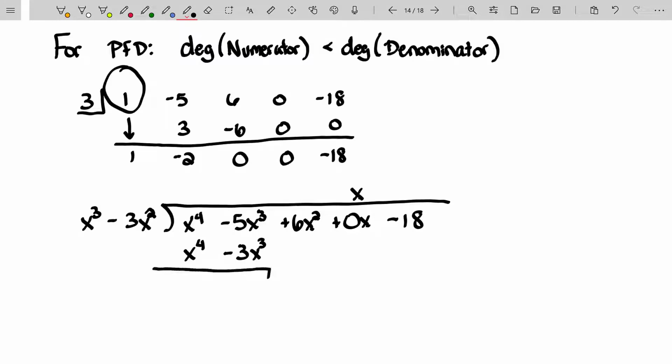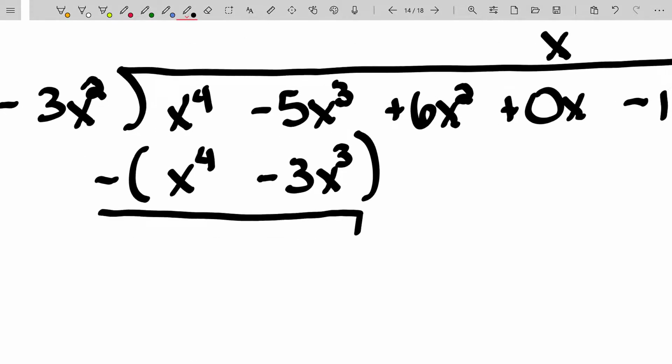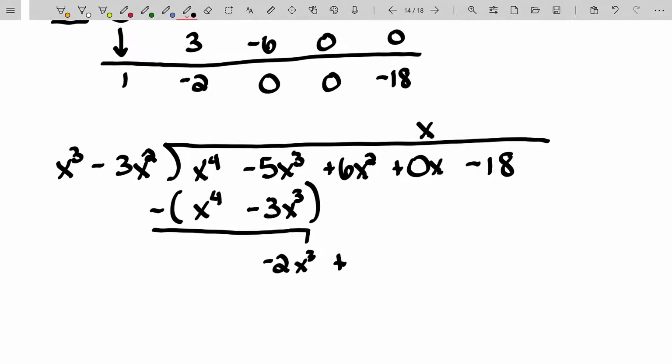And then you would subtract that entire statement. x to the fourth minus x to the fourth, they cancel by design. Negative 5x cubed minus a negative, or plus 3x cubed, is a negative 2x cubed. And then you could, if you wanted to, bring down the other terms. There's no real need to do this, but I'm just showcasing it.